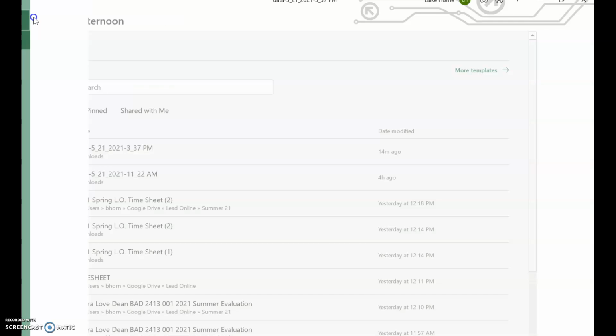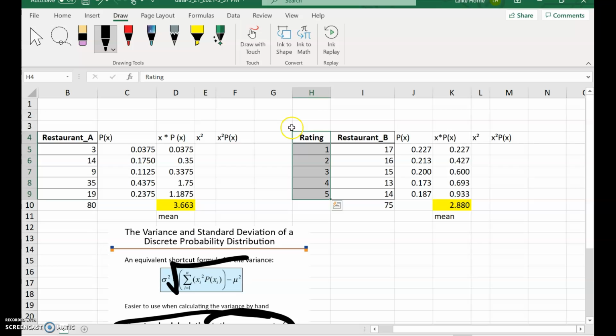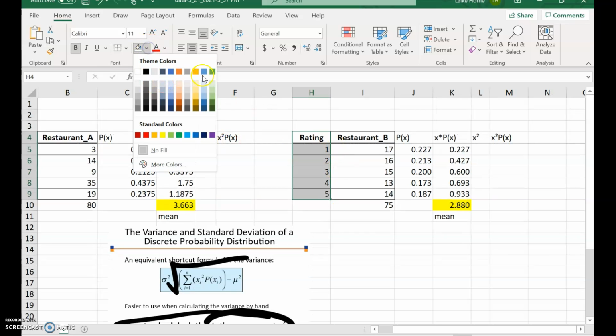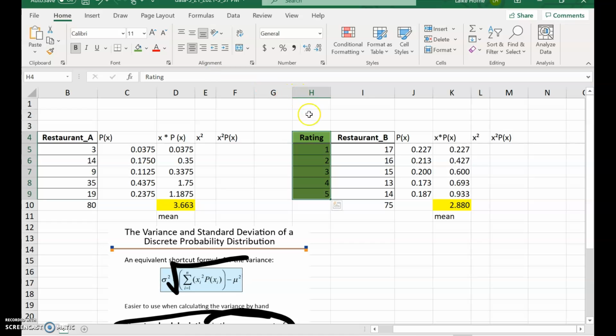Let me see if I can get this. Okay, here we go. So here are my ratings. I'm going to highlight those. That's when I'm squaring. That's X. Okay, so if I square that, I can do that in my head. 1, 2 squared is 4, 3 squared is 9, 4 squared is 16, and 5 squared is 25.